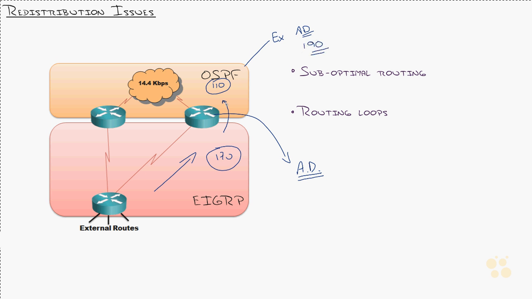Make them not as believable if I redistribute EIGRP into OSPF, and then this guy's like, oh, you know what, these aren't that good. I'm going to go direct down here rather than going across this 14.4K LAN.